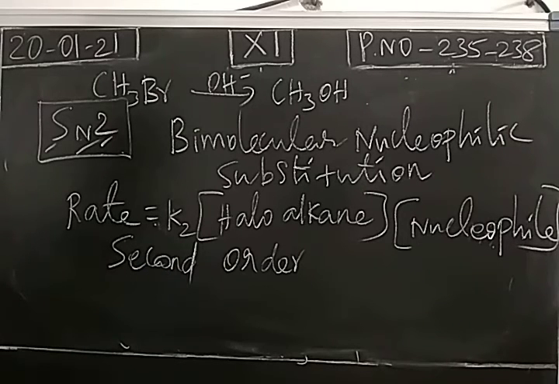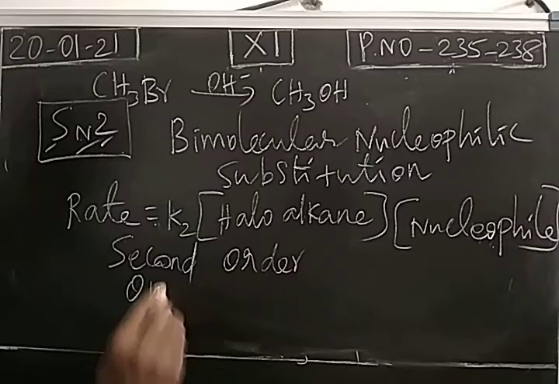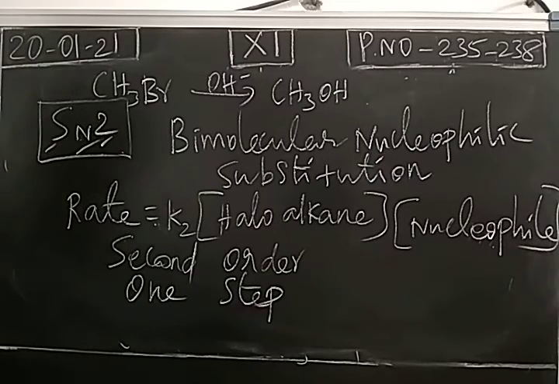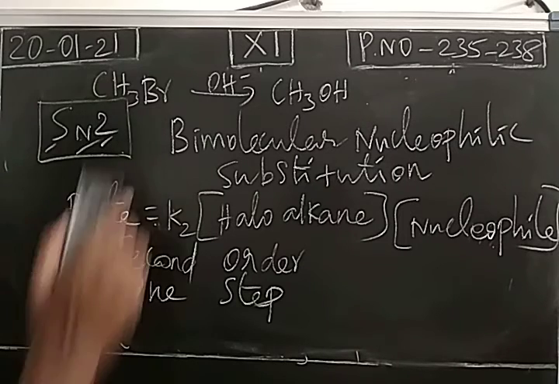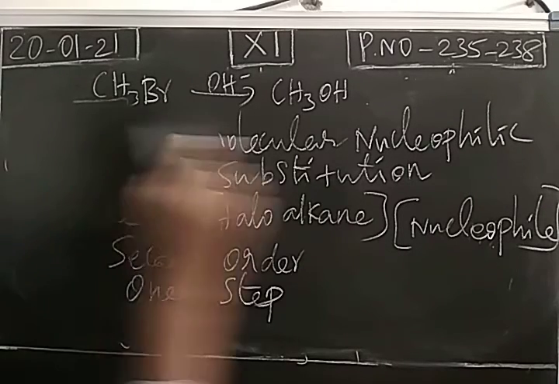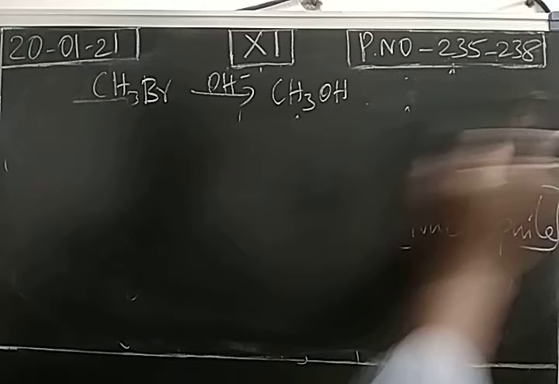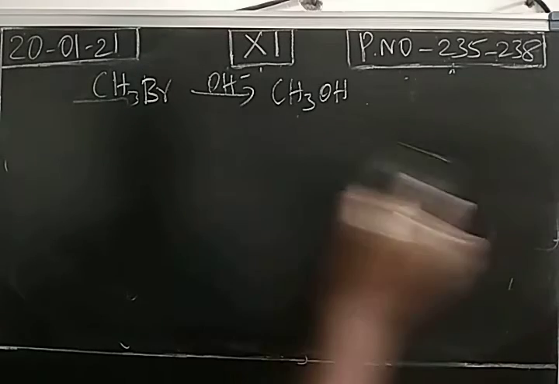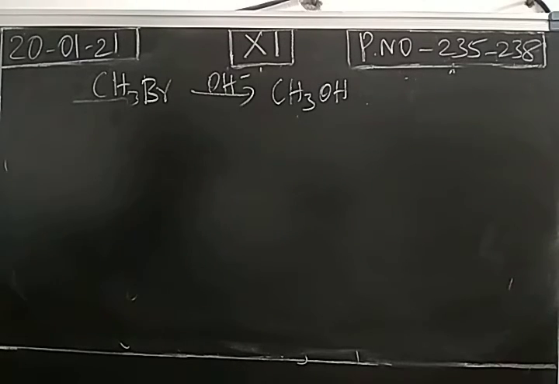Okay. How many steps are available in this SN2 mechanism? How many steps are there? Only one step. So reactant becomes product in only one step. So it is called a one-step process. The reactant is bromomethane and the product is methanol, and it is a one-step process.